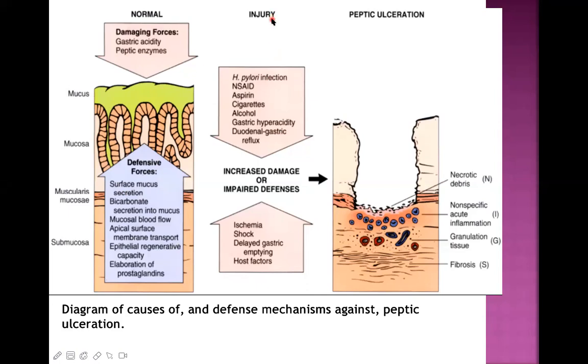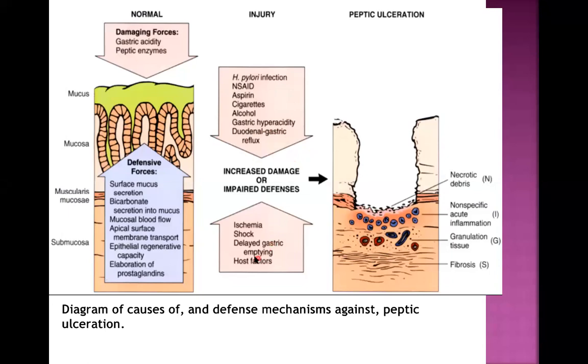Now see there, when injury occurs, if Helicobacter pylori infection is there, if the patient takes NSAID for a longer time like aspirin, if cigarette smoking is there, a very important risk factor for ulceration, smoking. Alcohol is equally damaging. Hyperacidity in that area, somehow if there is increased acid secretion, and when there is duodenal gastric reflux, that means when the bile is coming up from the second part of the duodenum towards the stomach, these all are injurious agents or damaging forces.